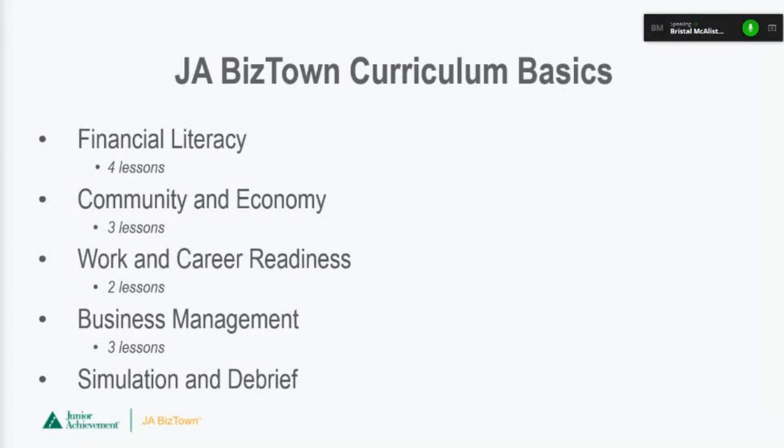The second unit, community and economy. This is where the students are learning what it means to be a citizen, what the roles and responsibilities of being a citizen are, what a free enterprise system is, and what are public goods and services. So the first section really talks about what the money section is, and then the second unit talks about how that money is relating to being in a community.